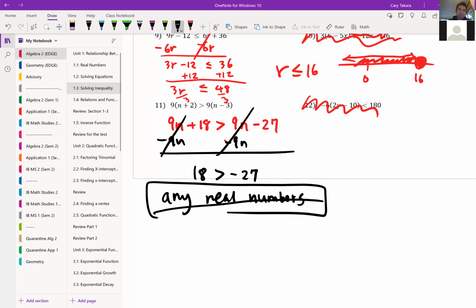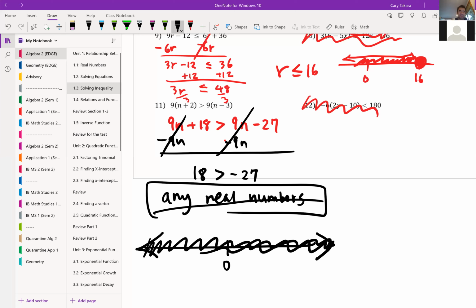How do we graph that? You can't really graph it. It's just basically everywhere, right? And actually, if you were to graph that, I'm not going to ask you something like this on the test, but if you were to graph it, basically you shade everything. Okay.